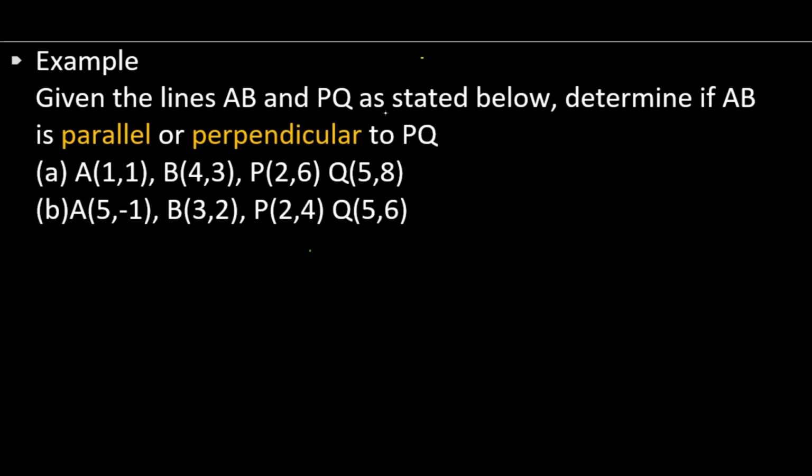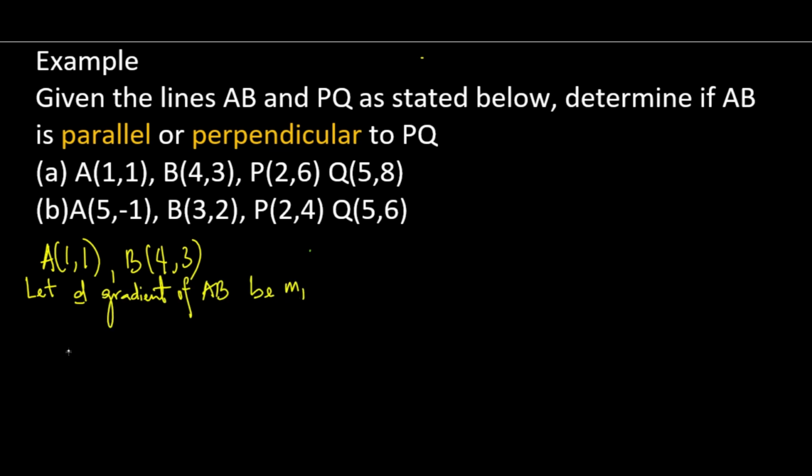The lines AB and PQ are as stated below. Determine if AB is parallel or perpendicular to PQ. Now we write our A and B. Let the slope or gradient of AB be M1.